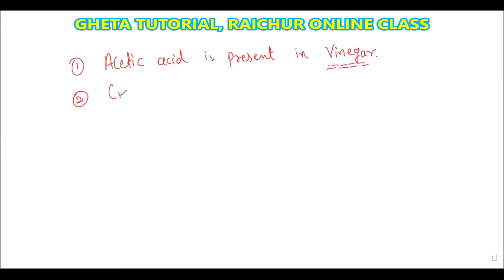And what about the citric acid? Where is the citric acid present? Lemon. Citrus fruit, sir. Lemon, orange. Citrus fruit means oranges and lemon. Okay, this is where citric acid is present.